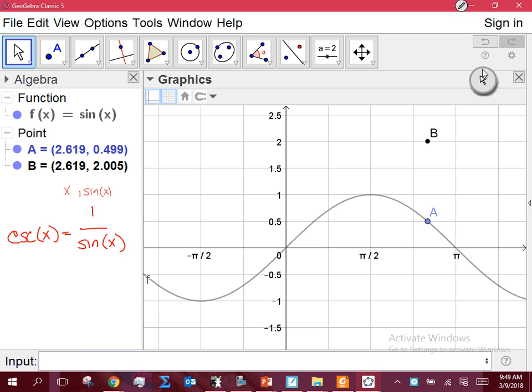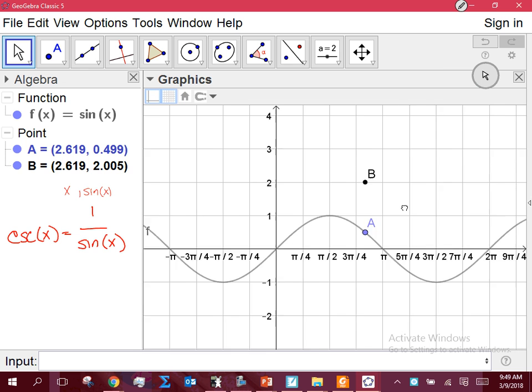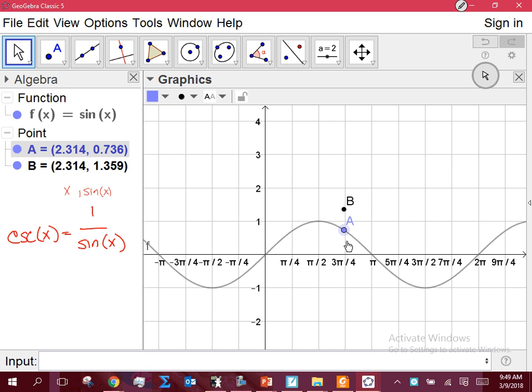What does my y value go to for the cosecant? 2, okay? So what I'm going to do here is trace out, so that B value is all the ordered pairs for your cosecant. Does that make sense, everybody? I'm going to trace that point, see what happens.